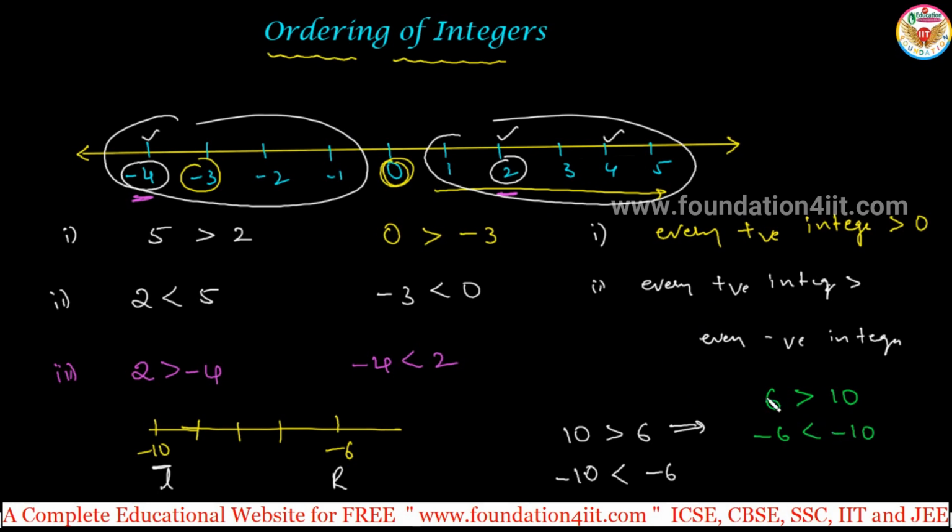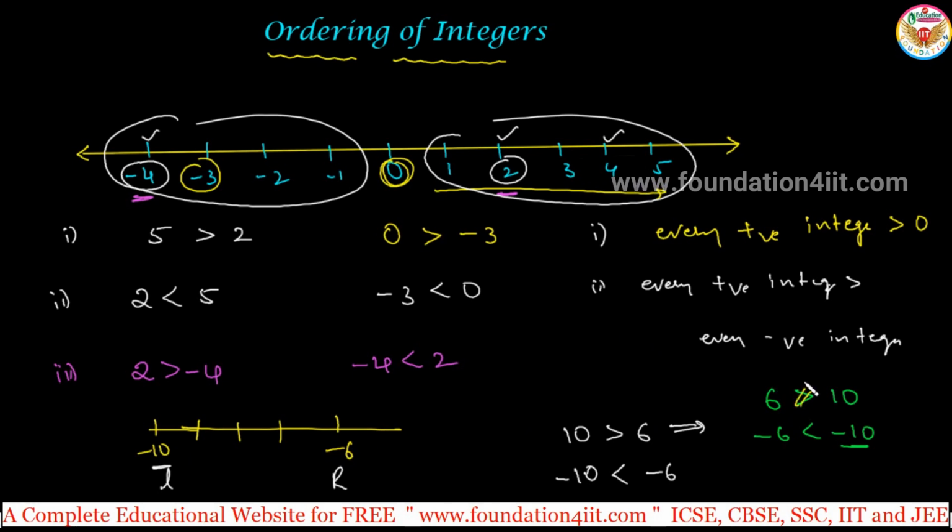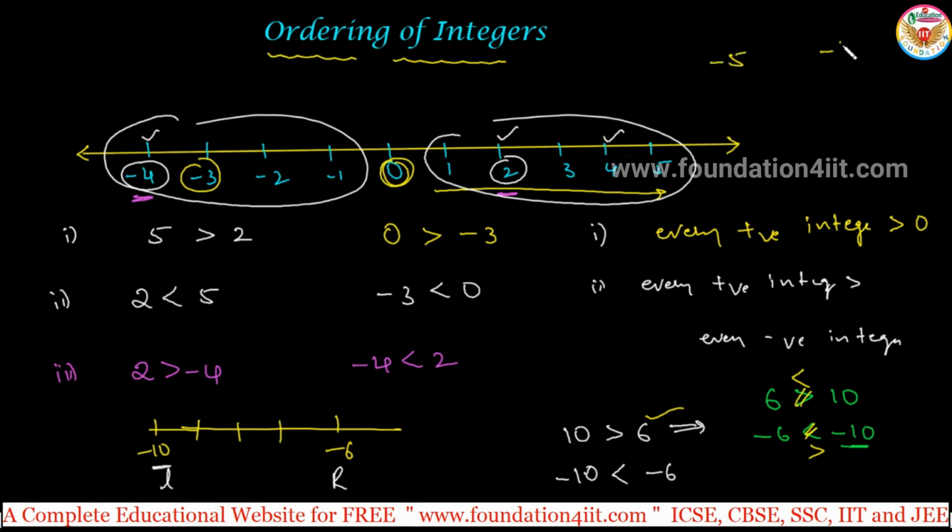There is one more type. If both are negative, see which number is on the right and which is on the left. Negative 10 is smaller than negative 6. So negative 6 is greater than negative 10. The same thing you can follow here. Let us see even negative 5 and negative 12. We know that 5 is less than 12, so negative 5 is greater than negative 12, and so on.